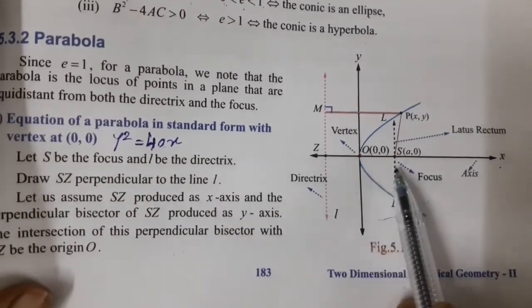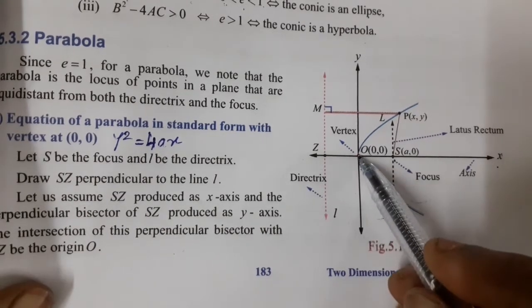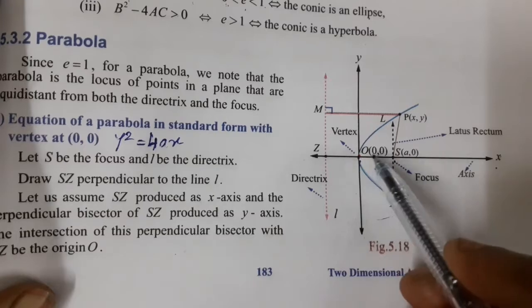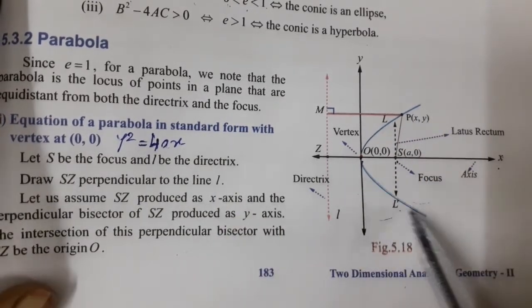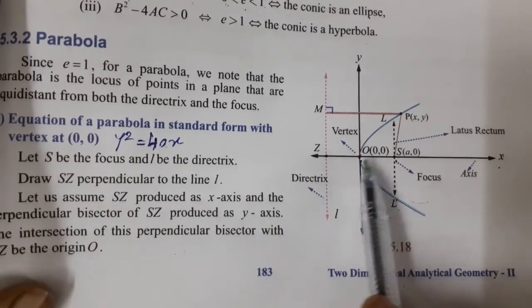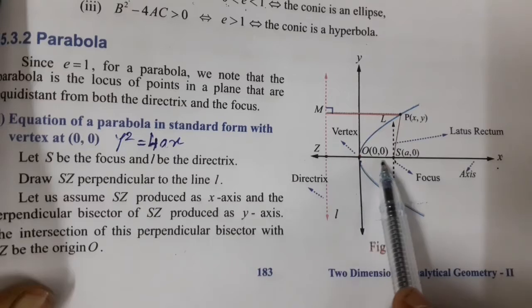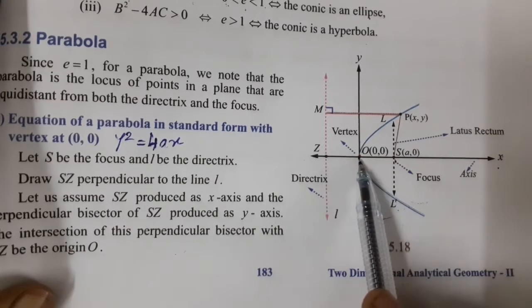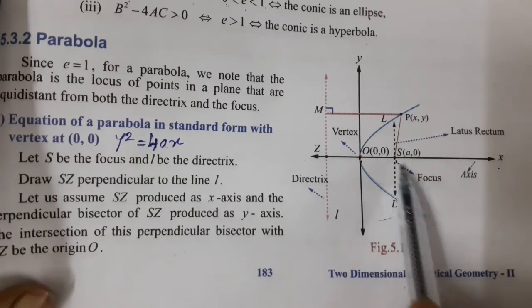S is the focus. This is the vertex, and the vertex is nothing but the origin, 0, 0. Y square equal to 4ax is the parabola in the rightward curve. The focus is a, 0, at some distance from the origin along the x-axis, with no movement in the y-axis.